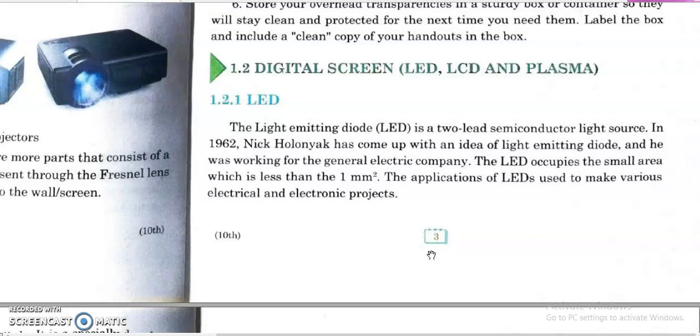So first of all, we'll talk about the LED monitors. What are these LEDs? What are these LED monitors built up of? The full form of LED is light emitting diode, a two-lead semiconductor light source. In 1962, Nick Holonyak came up with the idea of light emitting diodes. The LED occupies a small area, less than 1 millimeter square.